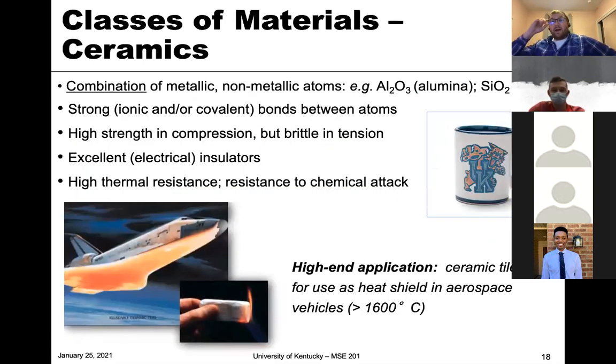All right, ceramics. Again, the mug example here. The basic thought for ceramics is a combination of a metal and a non-metallic atom. So something like aluminum oxide, Al2O3, sometimes called alumina. Aluminum is a metal, oxygen is a non-metal. You put those together to make a ceramic oxide. So these tend to be strong. They have ionic and or covalent bonds, high strength in compression, but in tension, they tend to be very brittle. So that is basically the shattering when the cat knocks it over, right?